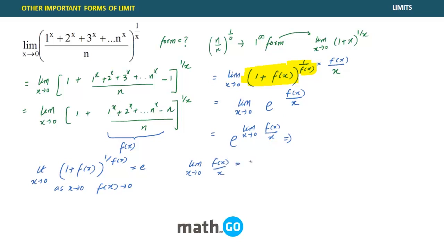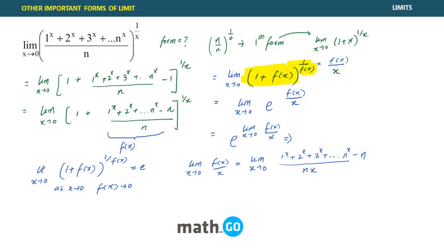So what will this limit become? Limit x approaching 0, fx is this particular value. That is 2 raised to power x, 3 raised to power x, up till n raised to power x minus n. Now you have nx in the denominator. So how this can be resolved is very simple again.